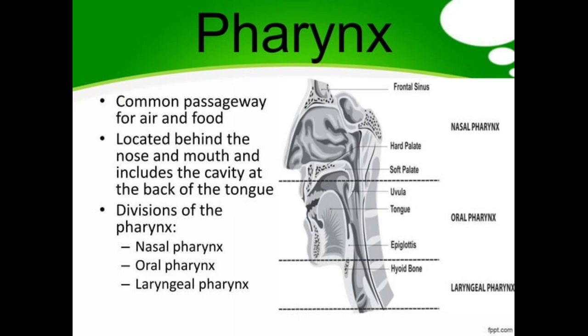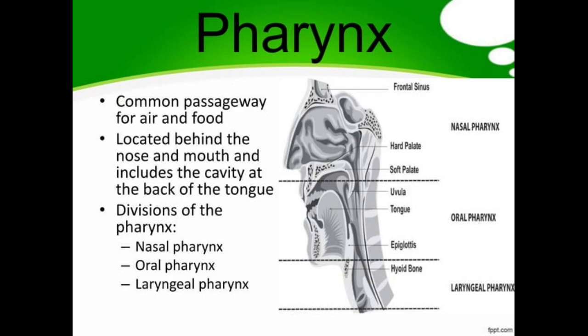Here is a brief overview of each section. The nasopharynx is the uppermost part of the pharynx, located behind the nasal cavity. It connects the nose to the throat and allows air to flow from the nose to the lungs. It also contains the openings of the Eustachian tubes, which connect the middle ears to the pharynx and help regulate the pressure in the ears. The nasopharynx also contains lymphatic tissue, such as the adenoids, which help fight infections.